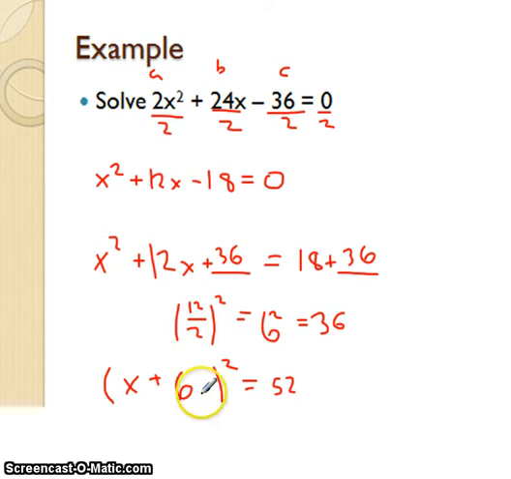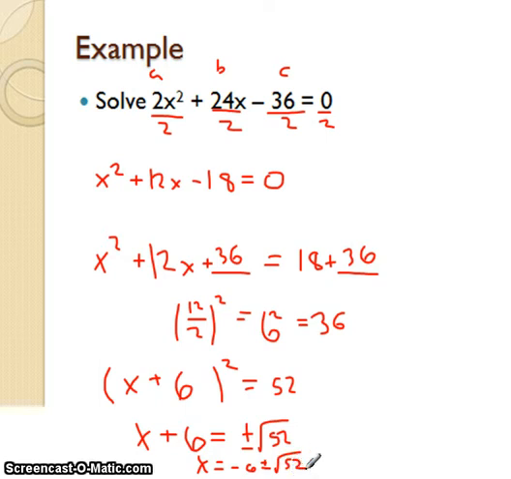Now what we'll do is we'll square root both sides. I'll get x plus 6, getting rid of the square, equals positive or negative square root of 52. And then what we'll have to do now is just subtract the 6. So I'll get x equals -6 plus or minus square root of 52.